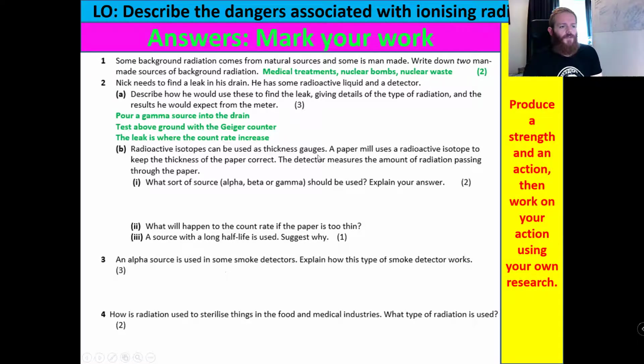Radioactive isotopes can be used as thickness gauges. A paper mill uses radioactive isotope to keep the thickness of the paper correct. The detector measures the amount of radiation passing through the paper. What sort of source, alpha, beta, or gamma, should be used, and explain your answer.